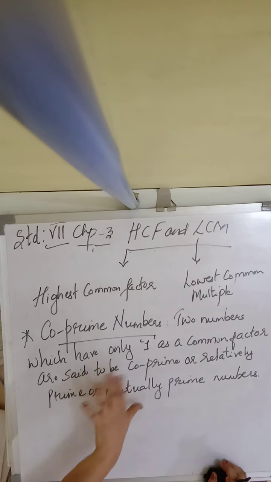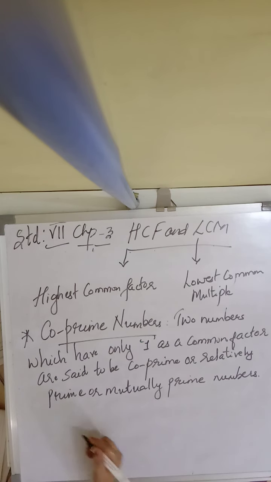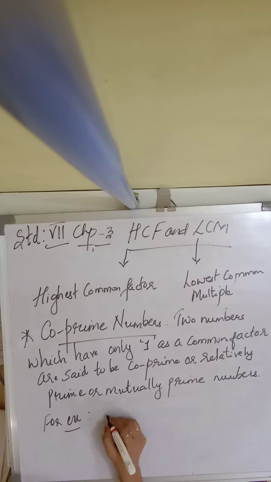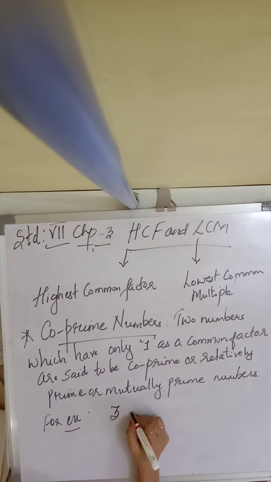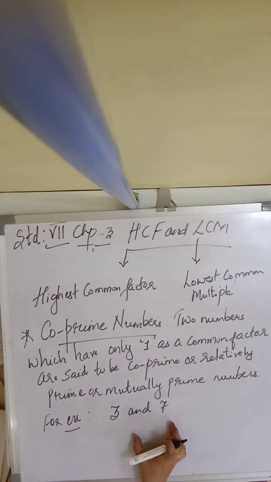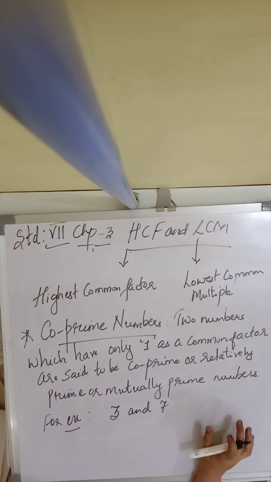Now what does this mean? What does this definition say? So we'll take an example. For example, suppose we take a pair of numbers, say 3 and 7. Okay, we have taken 3 and 7. Now how are we going to find out whether they are co-prime numbers or not?